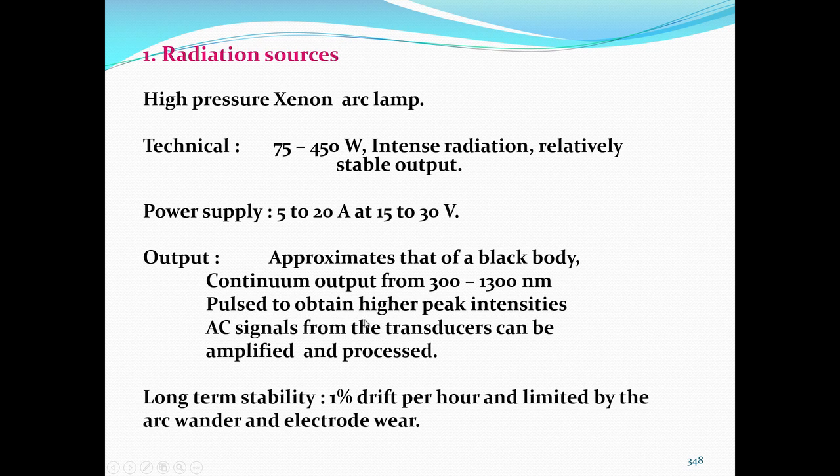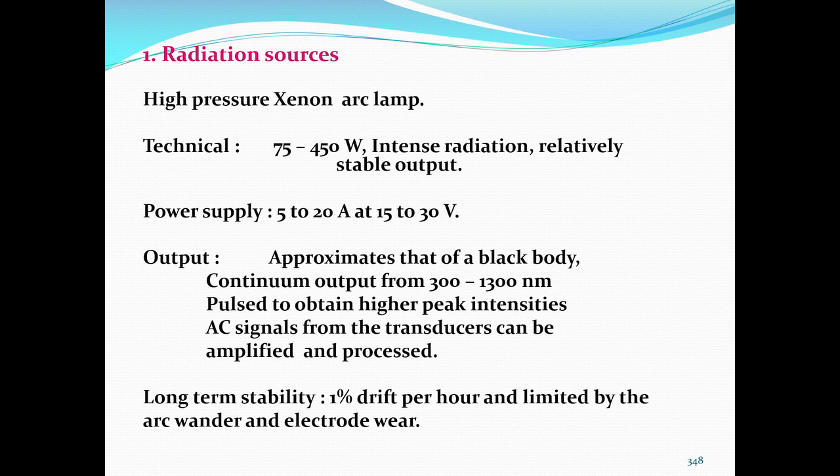also. Normally it is pulsed to obtain higher peak intensity. AC signals from the transducers can be amplified and processed, therefore we convert from DC to AC. There is approximately 1% drift per hour, limited by the arc wander and electrode wear. Normally instead of arc you can use normal xenon lamps also. Nowadays there are a lot of xenon lamps which give you steady output, but their life will be slightly lower because the temperature of the xenon radiation source could become very high.